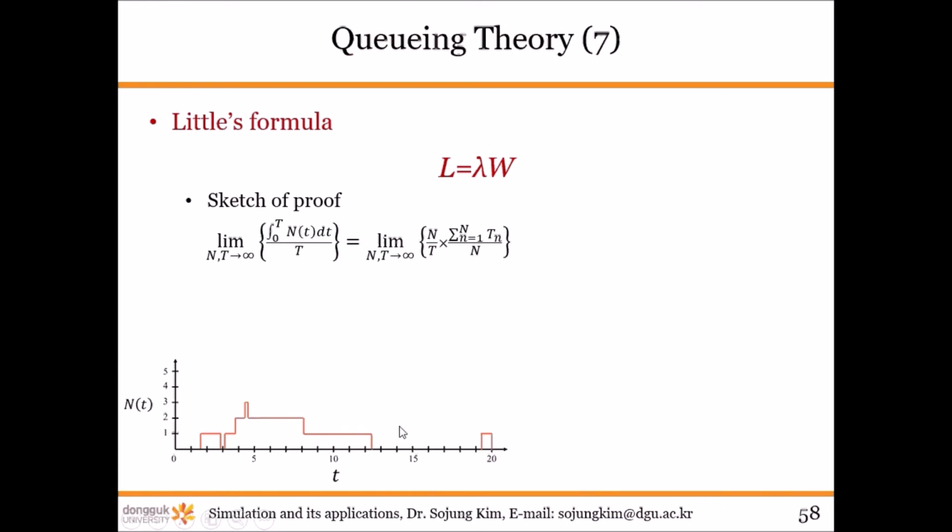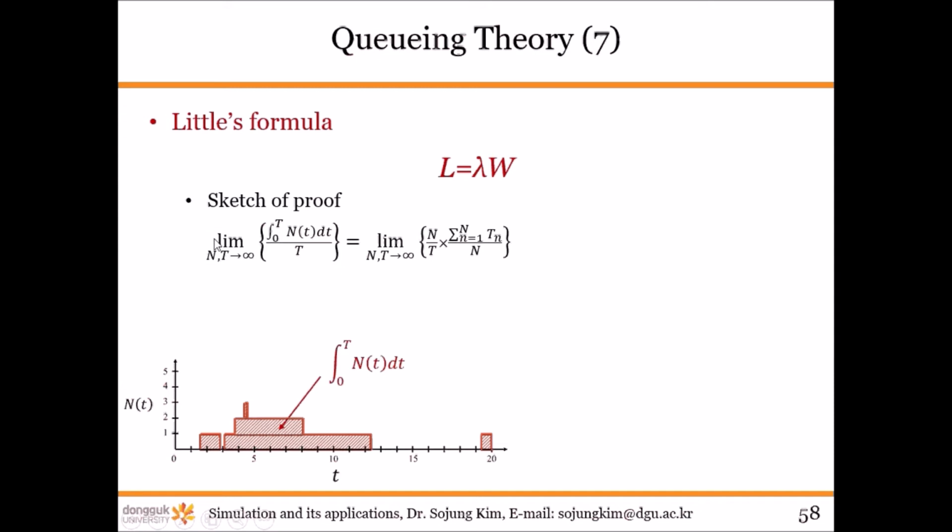And based on this graph, you can calculate the average number of customers in the system over the time. In order to get this shaded area, you have to get the integration of n(t), and then this value can be divided by capital T, which is 20 minutes, so that you can get the value of L. So this part is L, okay?